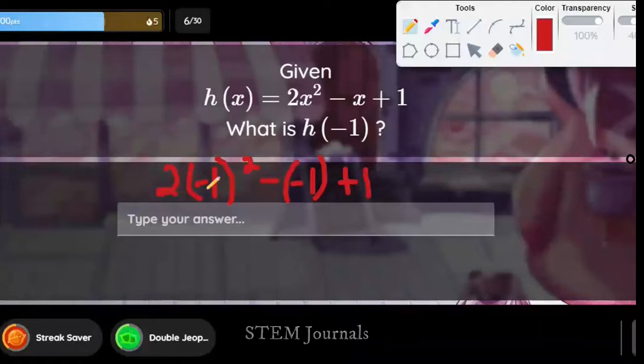Negative 1 squared. When we get the square of a negative number, that is still positive kasi negative 1 times negative 1, that is positive 1. So we have 2 times 1, 2. Ayan. Kasi tayo 1 nga, so 1 times 2, that is 2. And then negative, minus negative, so magiging plus yan, katulad lang nung kanina. So instead of minus, magiging plus 1, and then plus 1 pa siya ulit. Yung nasa dulo, plus 1. So 2 plus 1 plus 1, that is equal to 4.